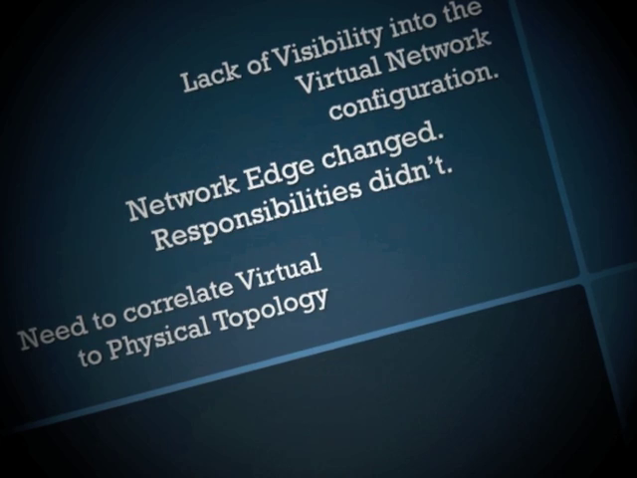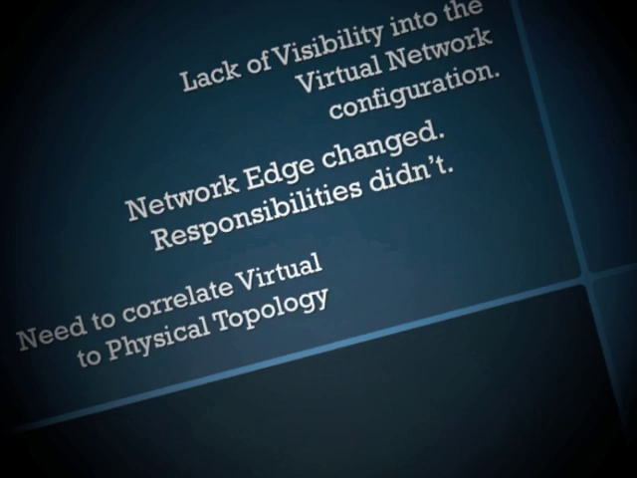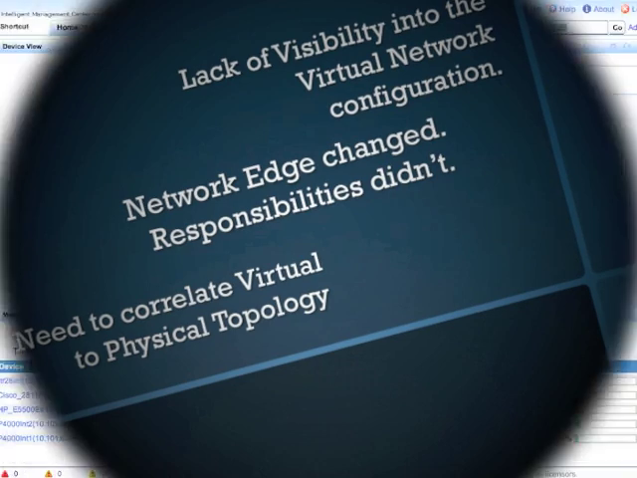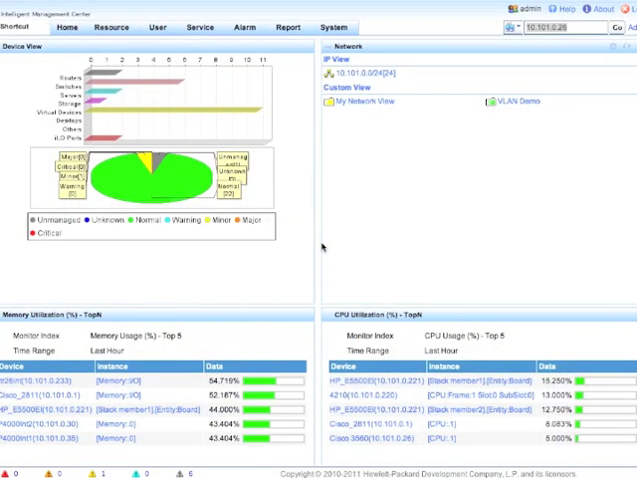With vMotion and live migration, servers are wandering around all over the network, and you just need to know where they actually live, on which physical host, on which hypervisor. So we're going to show you how to do that today. Okay, so let's get started.